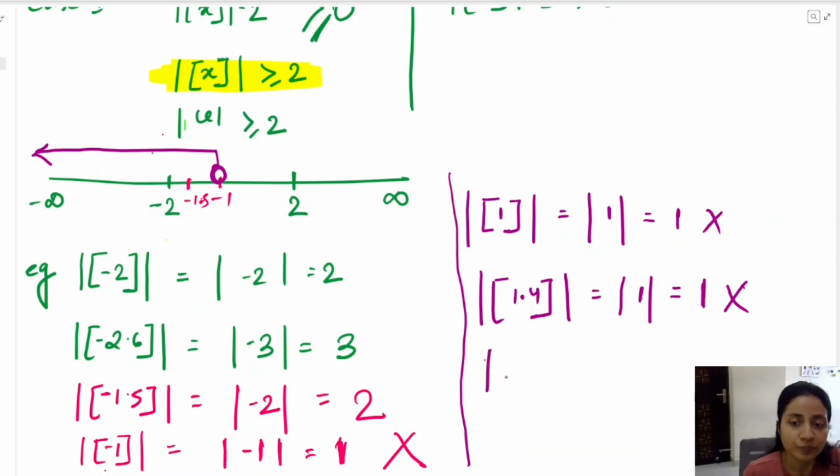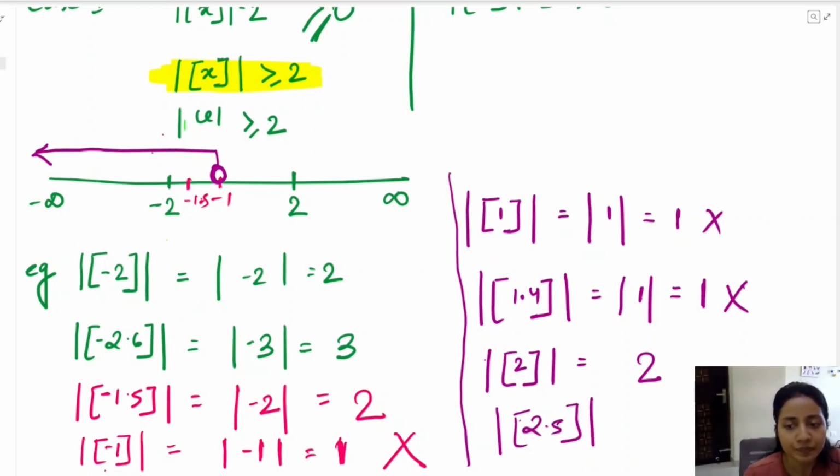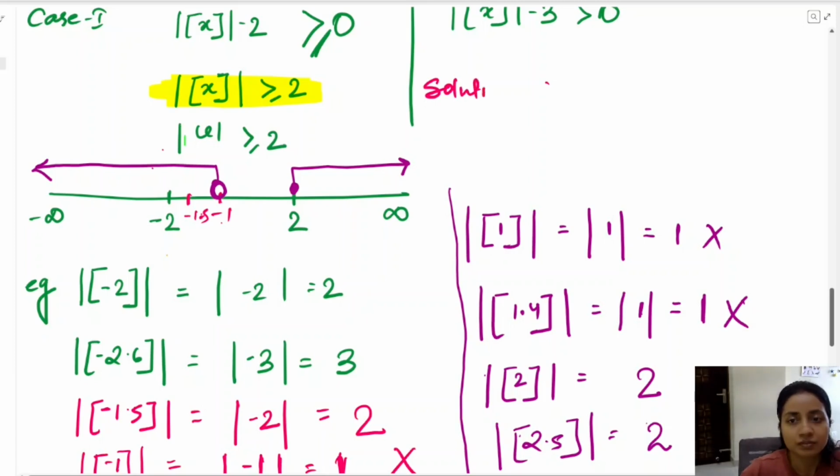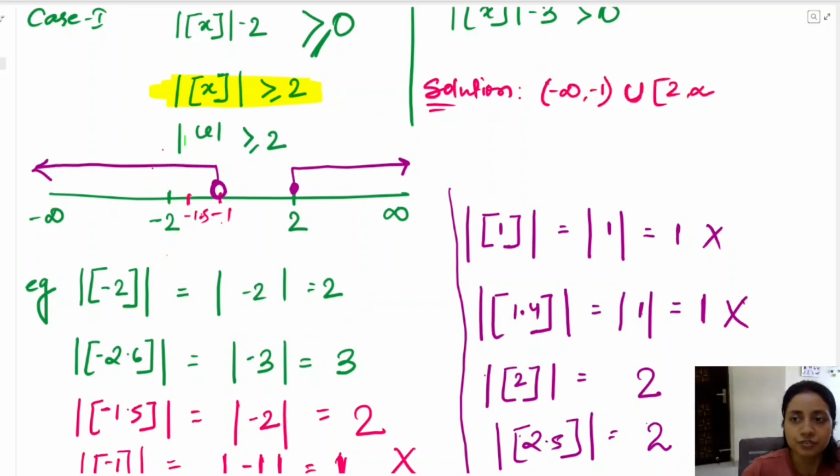What about 2? Yeah, we can see 2 is satisfying our inequality. And if you take a number which is slightly bigger than 2, maybe 2.5, this is also satisfying our inequality. So towards the right direction, our solution region will start from 2, including this 2. Our solution interval is from minus infinity to minus 1, union 2 to infinity.